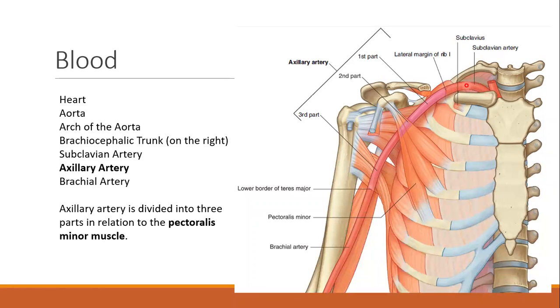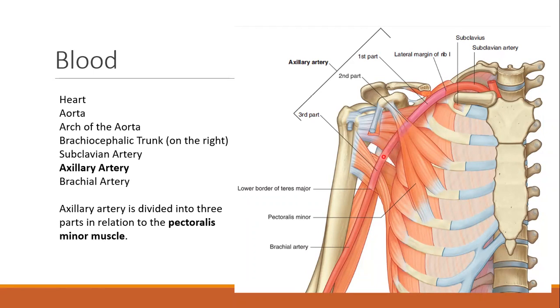So the subclavian artery turns into the axillary artery when you pass by the lateral margin of rib number 1. Your axillary artery is here, and it has 3 parts. These are all in relation to your pec minor muscle. Part number 1 is before your pec minor. Part number 2 is deep to your pec minor. And part number 3 is after it has passed your pec minor.